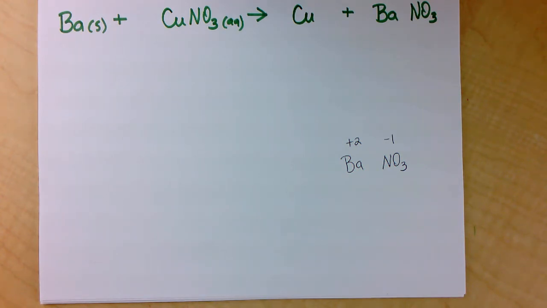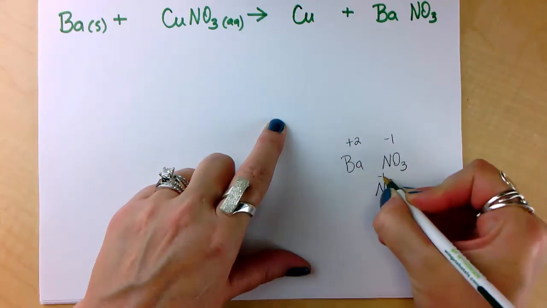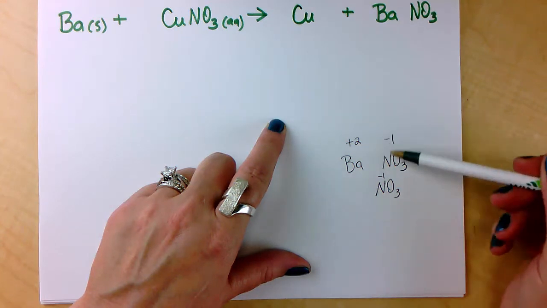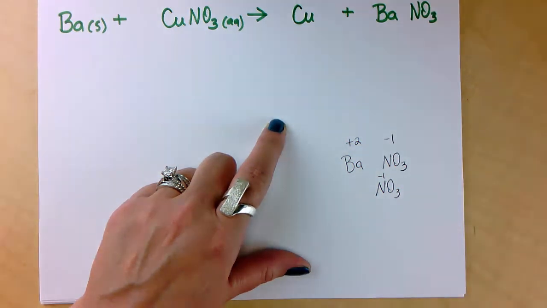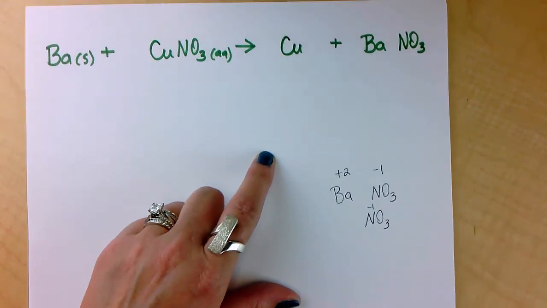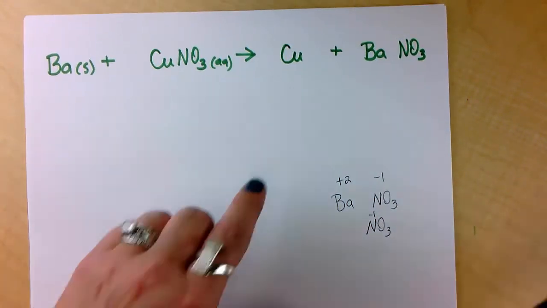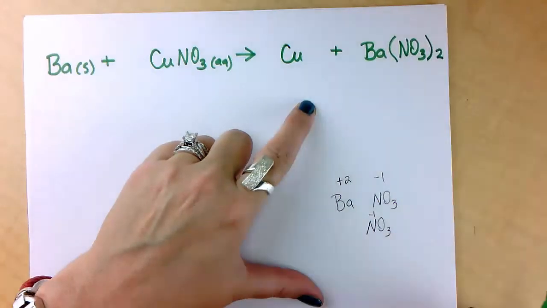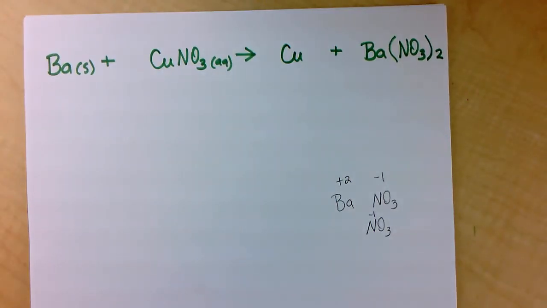What are we going to do to make this add up to 0? You're correct if you said we need another nitrate. We do. We need 2 nitrates to go with the barium, because +2 minus 2 adds up to 0. So the correct formula for barium nitrate is 1 barium with 2 nitrates. If I just put a 2 out here, that could look like 32 oxygens. What am I going to do to represent 2 nitrates? You're correct if you said put parentheses around the nitrate. So every time we have more than one polyatomic ion, we use parentheses. So I have 2 nitrates for my barium.